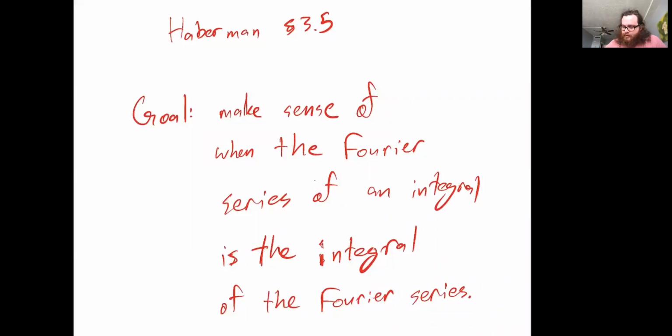Hello. So in this video, we're going to look at Haberman's section 3.5. In the last section, the goal was to make sense of differentiating Fourier series. You have a function and its Fourier series, and you take the derivative of each side. The question is, when is the derivative of that Fourier series the Fourier series for the derivative of the function?